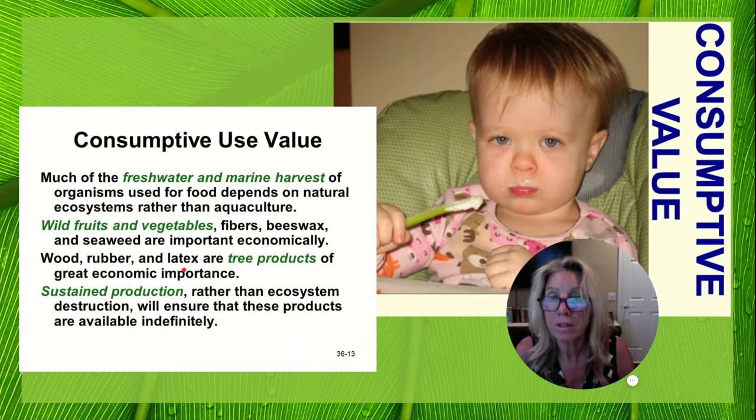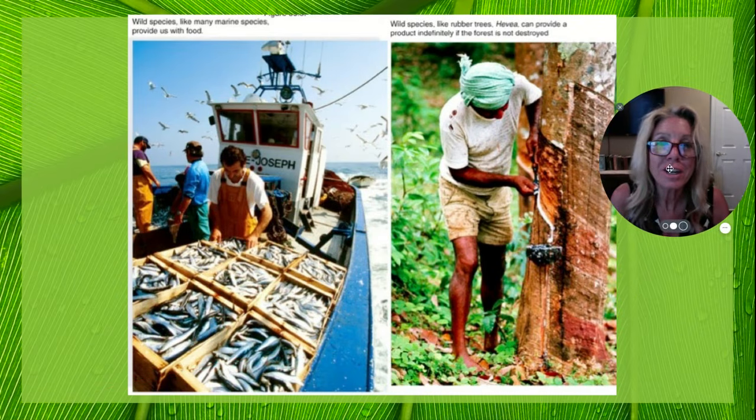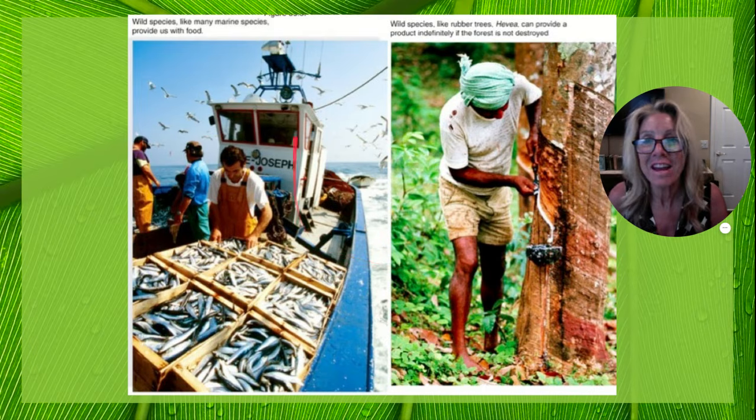So wood, rubber, and latex are tree products, and really working on that sustained production. All right. Okay, and here is just a picture of this wild species of rubber tree. If you could just keep it alive and stop cutting it down, you could use it indefinitely, right? As long as its lifetime will go.